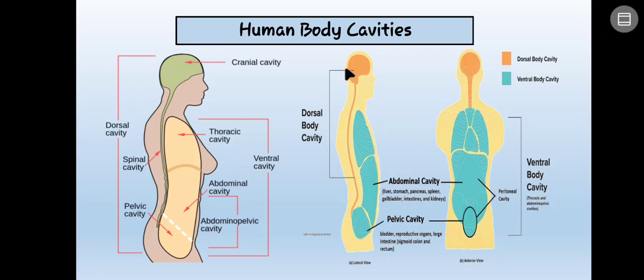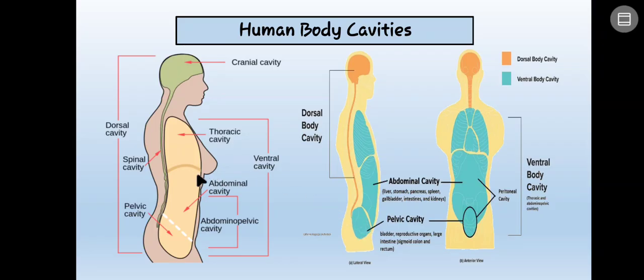Let me go over it for the last time. The body is divided into two major cavities. We have the dorsal cavity, which consists of the cranial cavity and then the spinal cavity. And then we have the ventral cavity, which consists of the thoracic cavity and the abdominopelvic cavity. The abdominopelvic cavity can be further divided into the abdominal cavity and then the pelvic cavity.